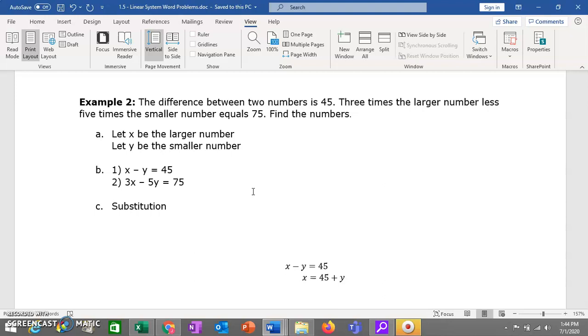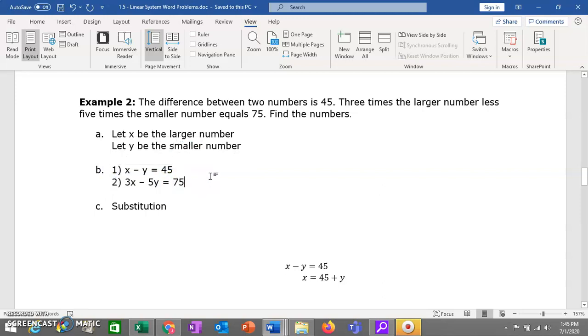Okay, so I know that if I'm doing one number minus another number and I get 45, the larger number will come first, right? So x minus y equals 45. So x is the larger number and y is the smaller number. X minus y equals 45. That's, remember, difference means subtract. And then 3 times the larger number, so 3 times x, minus 5 times the smaller number is equal to 75. So again, once you get to this point, pretty straightforward.